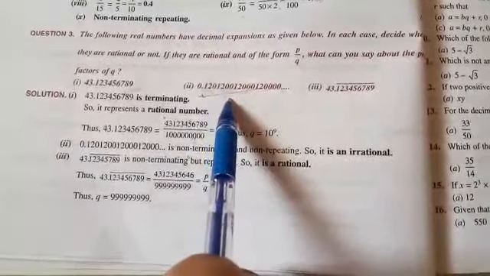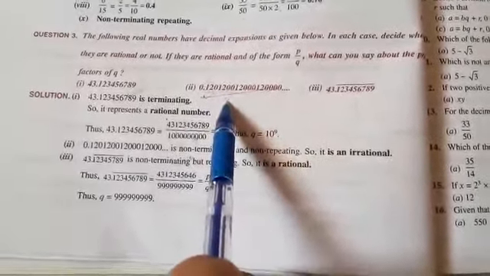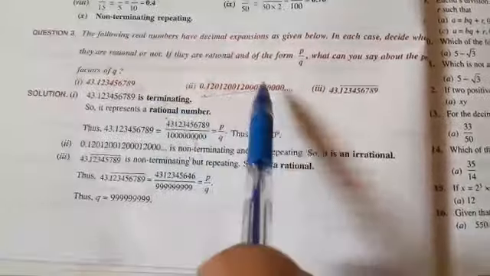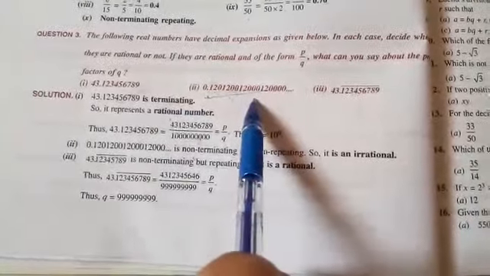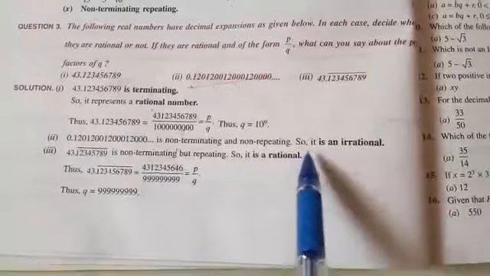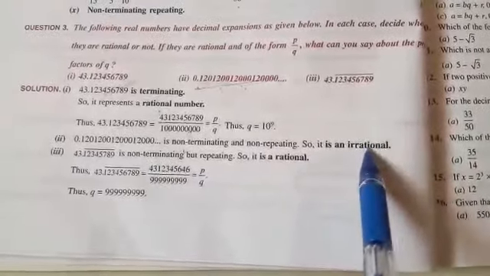The second question is 0.120120. As you observe, no block is repeating here. So it is called a non-terminating, non-repeating decimal. This you already learned in 9th standard. This type of decimal is called irrational. So you can write that it is an irrational number.